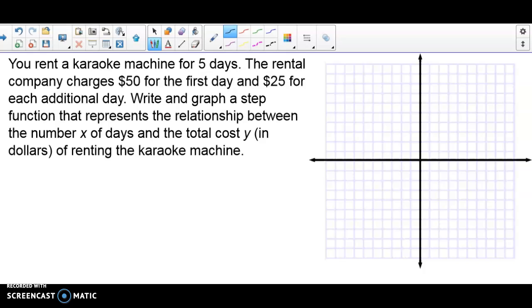So now we're going to look at a word problem to illustrate how we can use step functions or piecewise functions to represent real-life scenarios. Go ahead and read the problem for them.